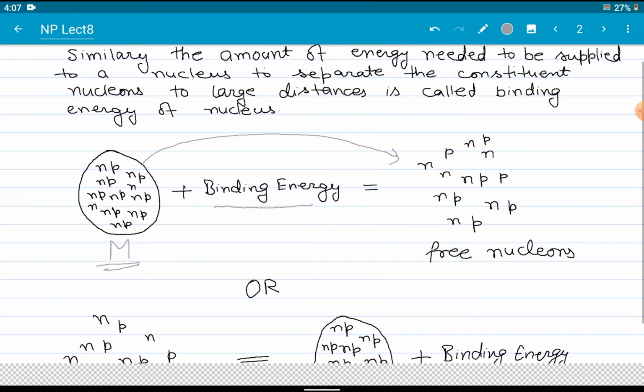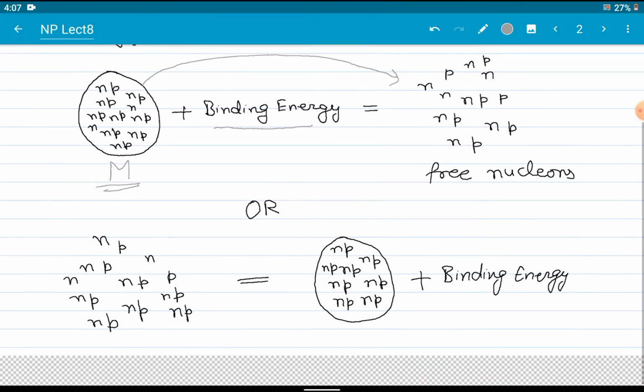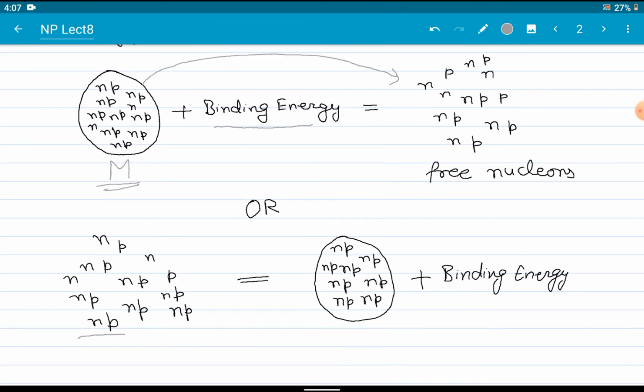Or in the reverse process we can say, if we have a large number of free nucleons, that is they may be protons or neutrons, and they are free, meaning there is no interaction, and we form a nucleus with these free nucleons by bringing them together within a nucleus. Now they are in a bound state within a nucleus. So exactly this amount of energy, which is called the binding energy, is released.